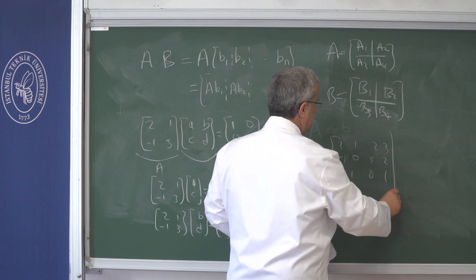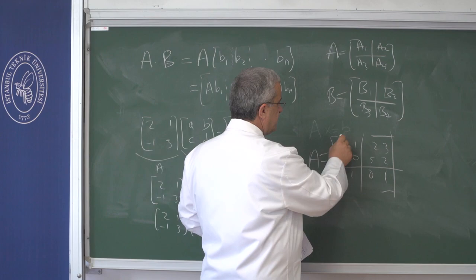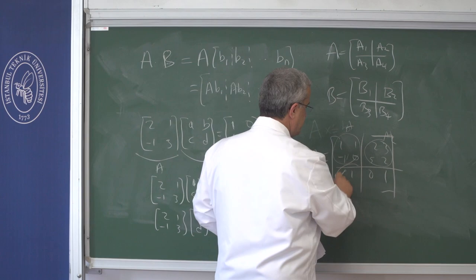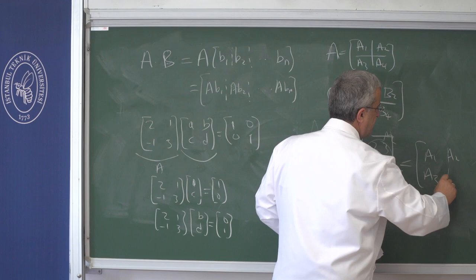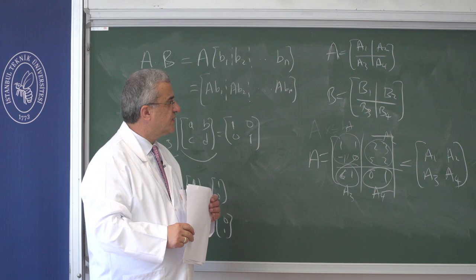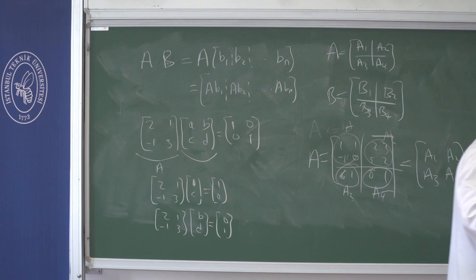You can say this is A1, this is A2, this is A3, this is A4. So A1, A2, A3, A4. So partition matrix, okay? So I can talk about multiplication of block matrices.